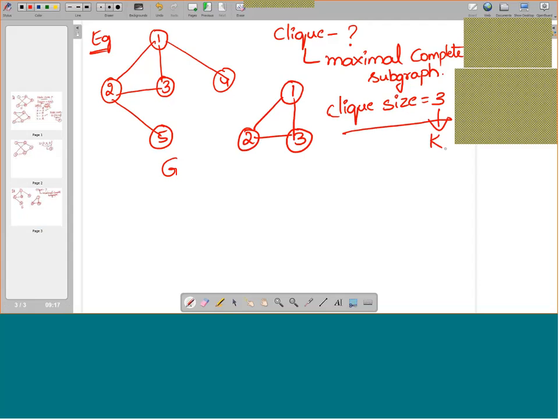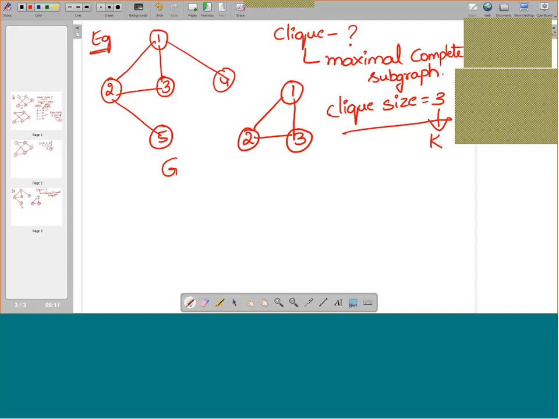K value is 3 and we have to check whether we can find a node cover of size at most K or not. So 694 asks how 3 vertices map. For this graph we have to find the clique. The maximal complete subgraph is 1, 2, 3, so the clique contains 3 vertices. That's why K value is 3.